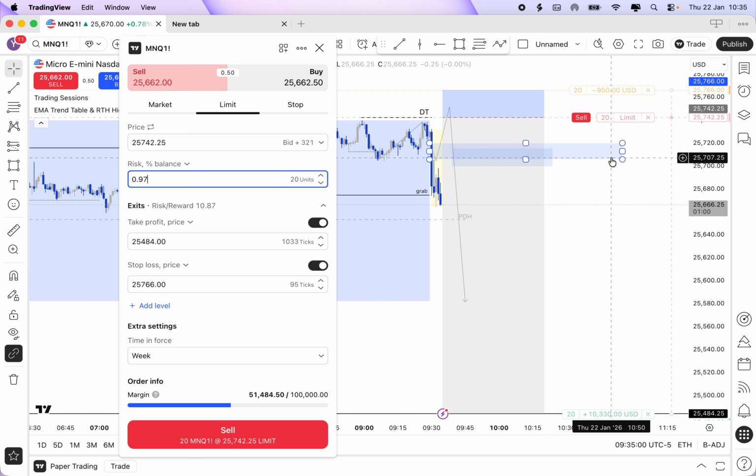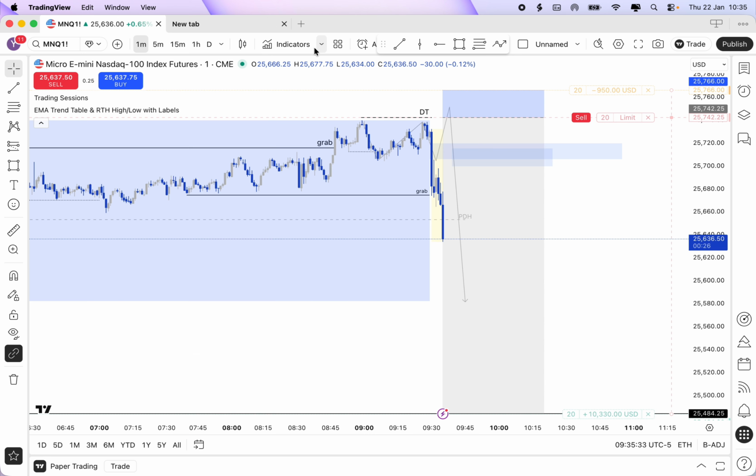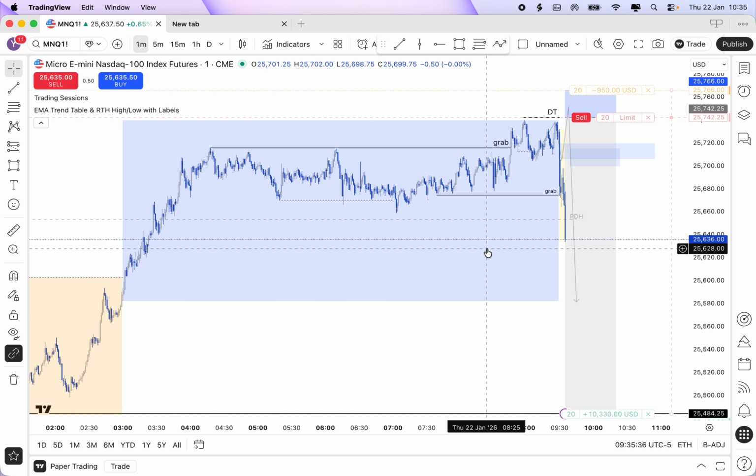Because London really didn't do much manipulation. Okay, so I'm gonna have to rely on New York. If we miss this trade, then whatever. Oh, we just keep going down. Damn. Wow.